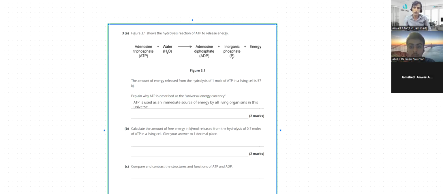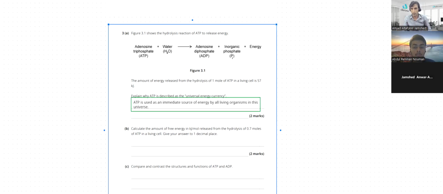ATP is used as an intermediate source of energy by all living organisms. It's a 2 mark question. You can give some examples as well, like biological processes such as muscle contraction, active transport, biosynthesis. All of these processes are assisted by ATP, right? It provides energy in small, manageable amounts and is quickly regenerated. That's also a very important characteristic of it. So it is readily available for intermediate use.